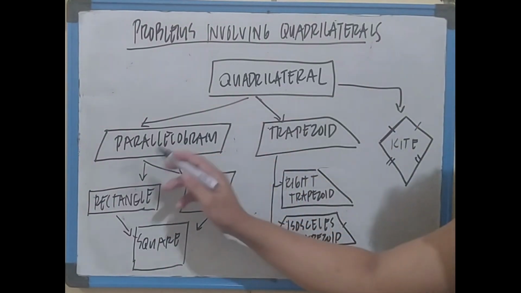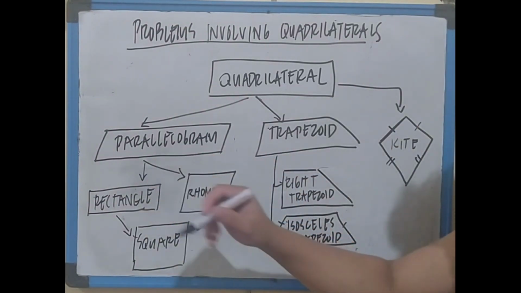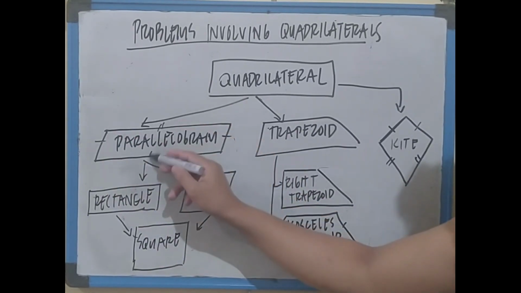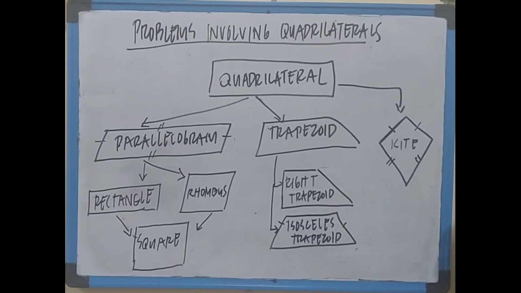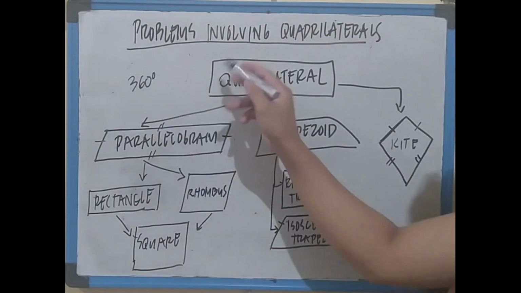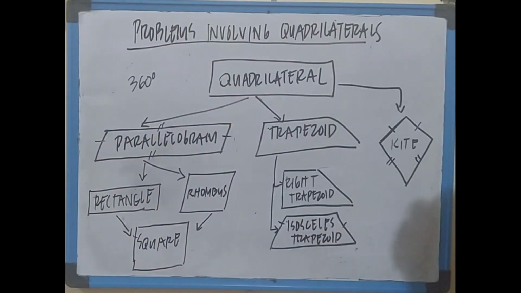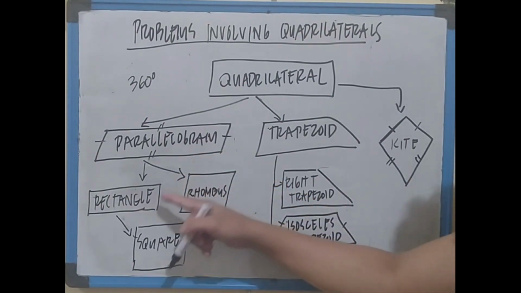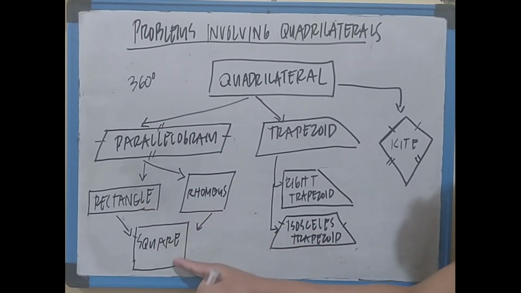So, the parallelogram is a quadrilateral with two pairs of opposite sides that are equal and congruent. And also, lahat ng angles na kasama sa quadrilateral, ang equivalent ay 360 degrees as total interior angles. Okay, so this is a parallelogram. At rectangle, rhombus, and square are all part of the parallelogram.